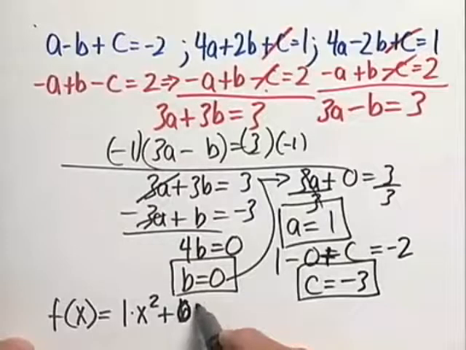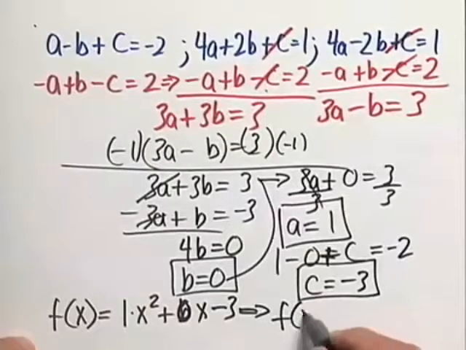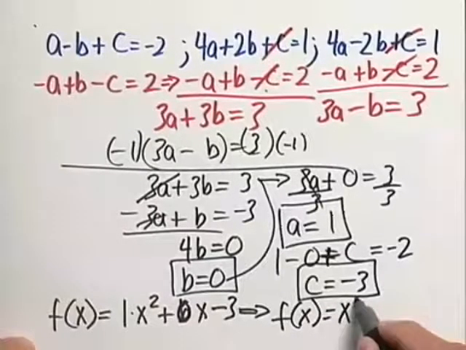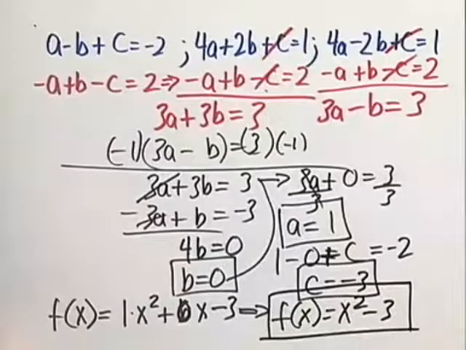times x, minus 3. Let's clean this up. So let's write this as f(x) is equal to x squared minus 3. This is the parabola, the quadratic function that goes through the points (-1, -2), (2, 1), and (-2, 1).